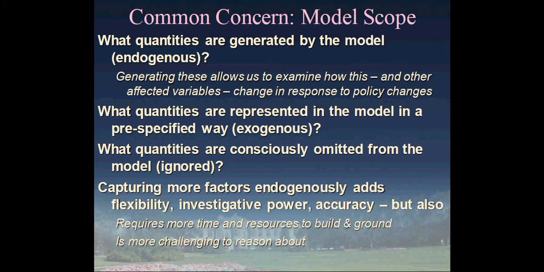By contrast, there are some quantities which we tell the model what to assume. We give it a fixed number, or we say it has to be drawn from this distribution, or we will specify some pre-specified value for how it changes over time. The point is it's pre-specified. It's fixed in advance of running it. And we call those exogenous. They're represented in the model. They may influence things in the model, but they are not produced by the model. And finally, there are things that are ignored. The model simply leaves them out. Okay?